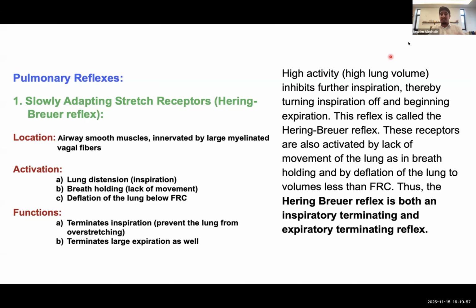Keep that name in the back of your mind just in case they decide to throw it at you at the exam so you're not lost when you see it. These receptors are also activated if there's a lack of movement, such as holding your breath, or deflation of the lungs less than FRC, right? So the Hering-Breuer reflex, which is controlled by these slowly adapting stretch receptors, is known as both an inspiratory terminating and an expiratory terminating reflex. Now, I brought up the slow-acting stretch receptors because they tend to ask about them pretty frequently in the exam. However, they can really ask about any of the things that they mentioned in this lecture.